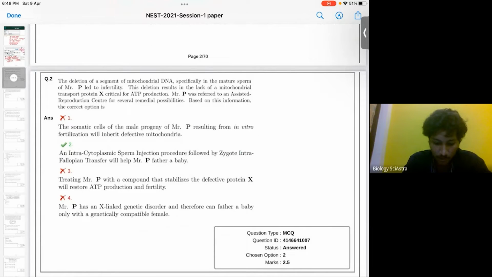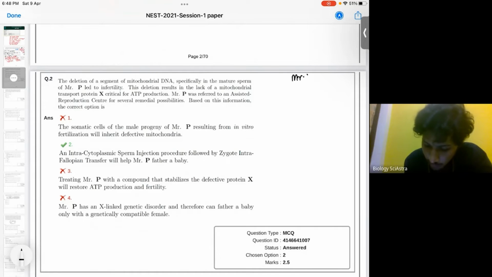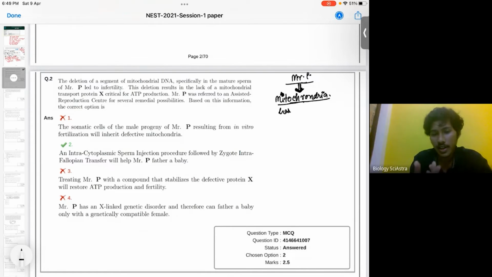Okay, again, I will not read the question. I will just say what the question is saying. So the question is saying that there is a person known as Mr. P. Mr. P is not able to father a child because of one defect in his mitochondria. So what is the defect? The defect is that his mitochondria has undergone deletion of some DNA sequences.